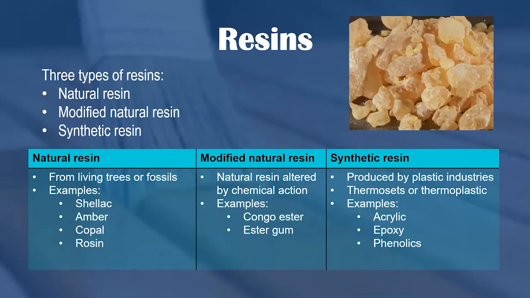Next, synthetic resin is resin produced by plastic industries. This type of resin can be either thermosets or thermoplastics. Some examples of synthetic resin are acrylic, epoxy, and phenolics.